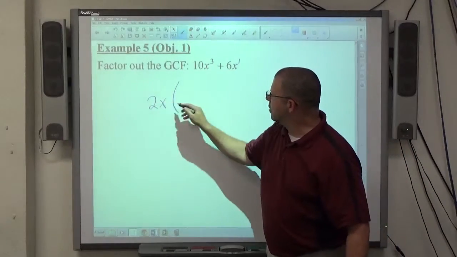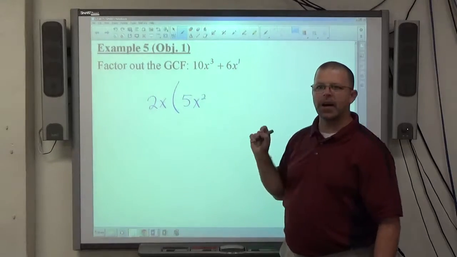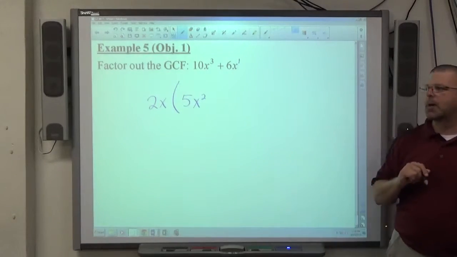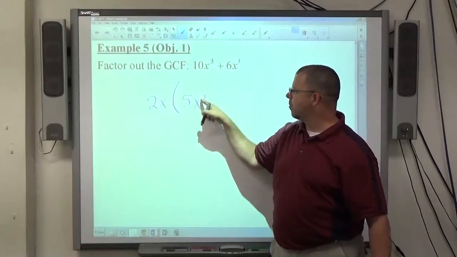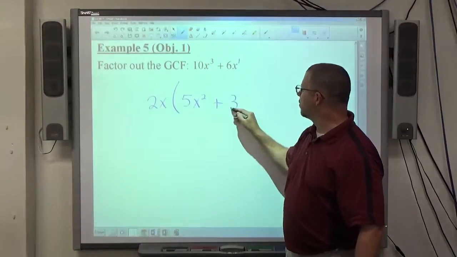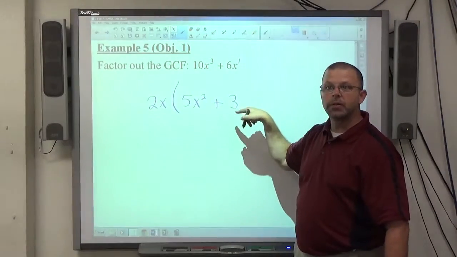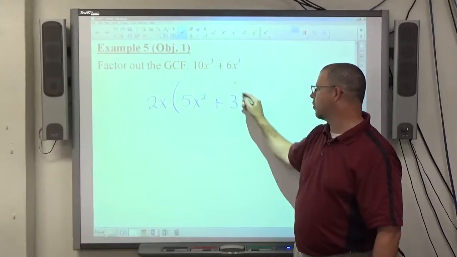10 divided by 2 is 5. X cubed divided by x is x to the second. Remember, when you divide letters, we're going to be subtracting powers. This 3 minus that 1 makes that 2. Positive 6 divided by 2 is positive 3. X divided by x cancels. If everything canceled, we put plus 1. Okay, but since there's a 3 there, we don't have to worry about that.